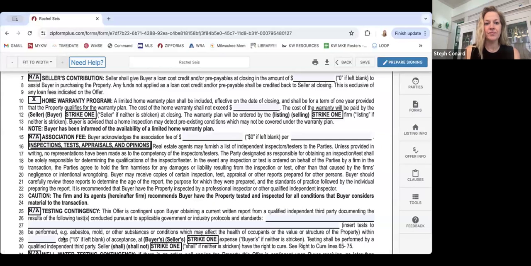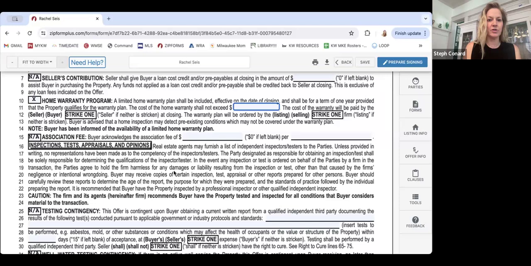You would indicate what the cost is here on line 11. You would indicate who is paying for it and who is ordering it. So the warranty would be paid by the seller or the buyer. If you're asking the seller to cover it, you would be striking the word buyer. And then you're also mapping out who's ordering it, which would be either the listing agent or the selling agent. Sometimes selling agents will take care of ordering that home warranty program.